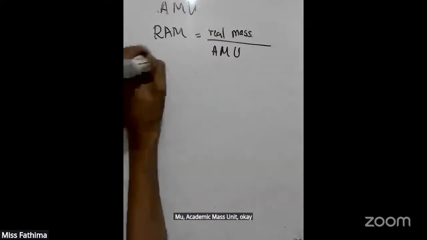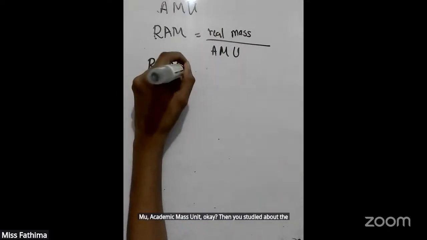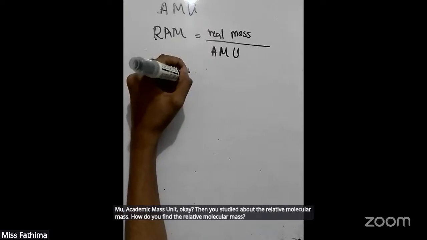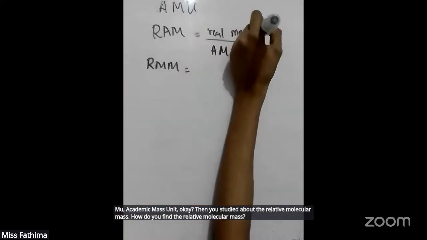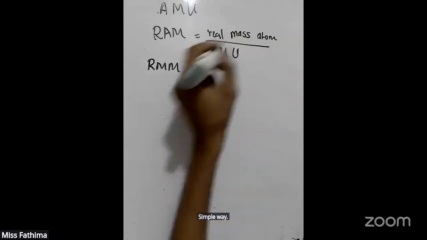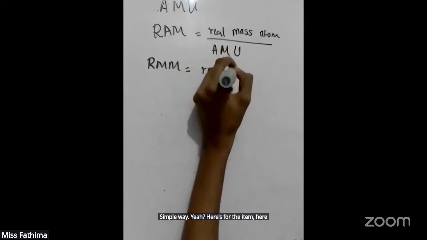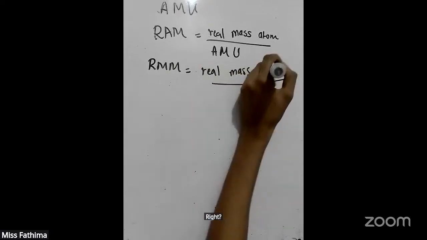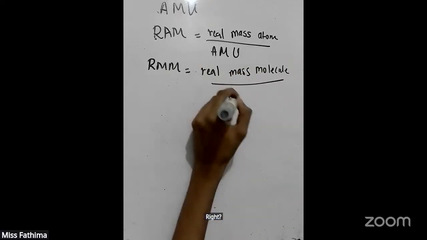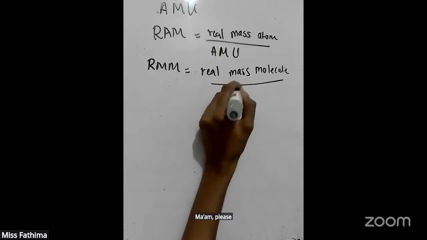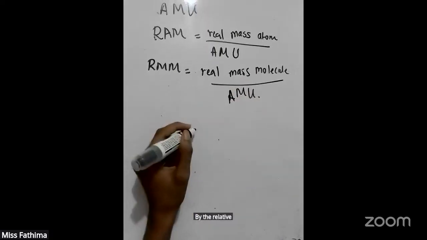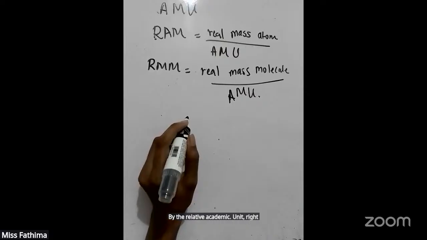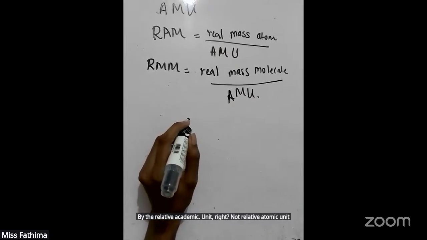Then you studied about the relative molecular mass. How do you find the relative molecular mass? Simple way. Here is for the atom, here for the molecule, right? Ma'am, we might write it as the relative atomic unit, right? Not relative atomic unit, atomic mass unit. Then what do you do?